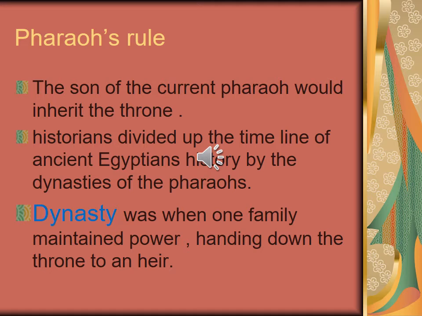So historians divided up the timelines of ancient Egyptian history by the dynasties of the pharaohs. What is the meaning of dynasty? Dynasty generally means when a powerful family stays on the throne for a long time. Okay, so dynasty means when one family maintains power and hands down the throne to an heir. What is the meaning of heir? Heir means the son of the king. So they will keep the throne, then later they will hand it down to the heir, or to their son.